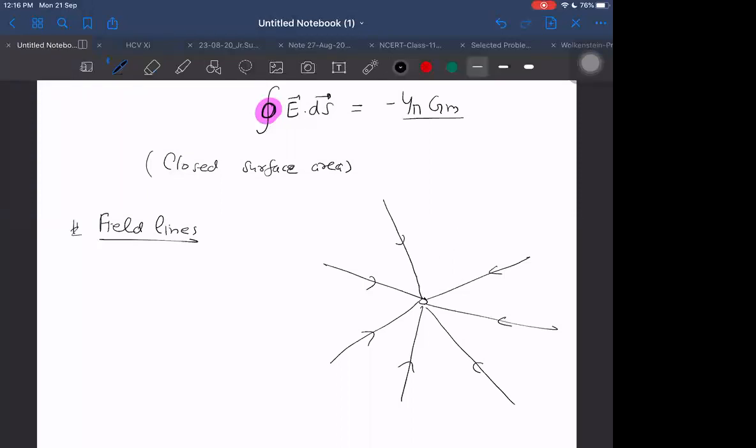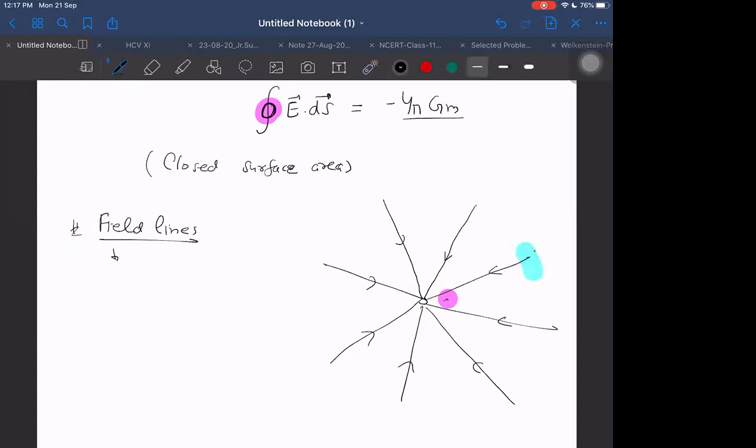These are in the direction of the field, and these are more at a closer distance and less at the farther away distance. So the intensity of the field lines: where the field lines are coming more per unit area, there the field strength will be more. Where field lines are less per unit area, there the field will be less.